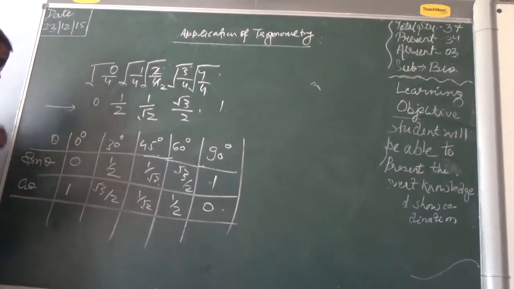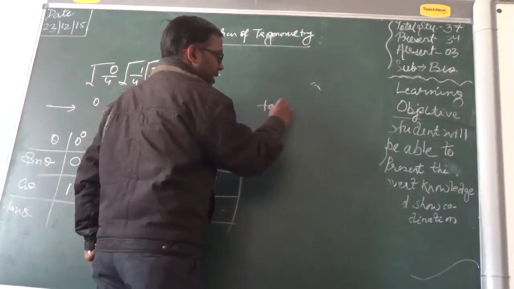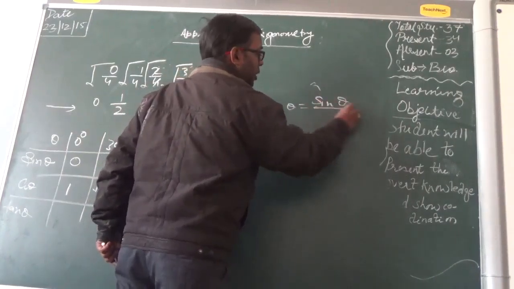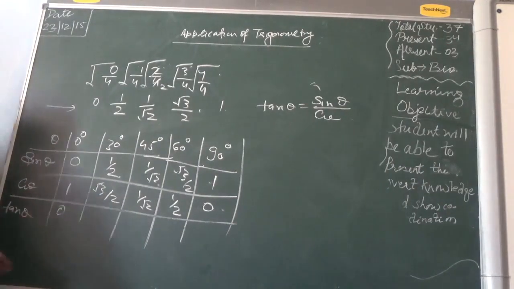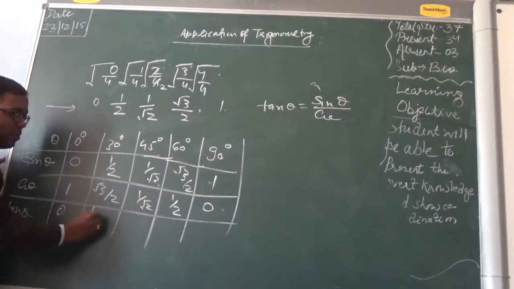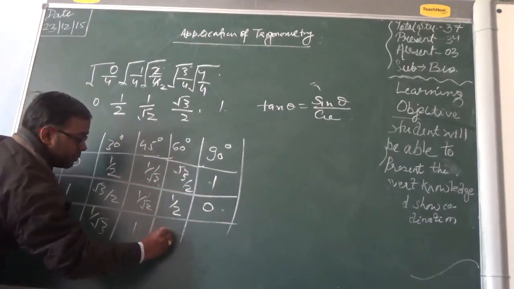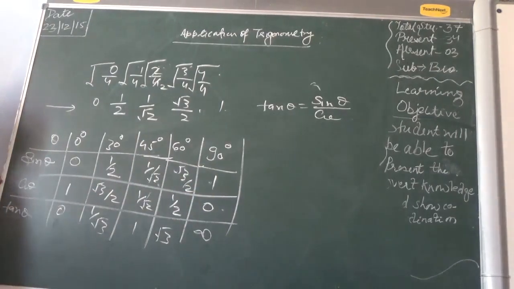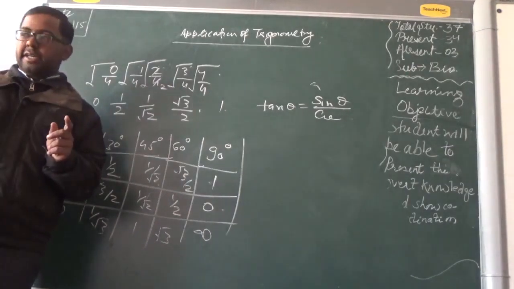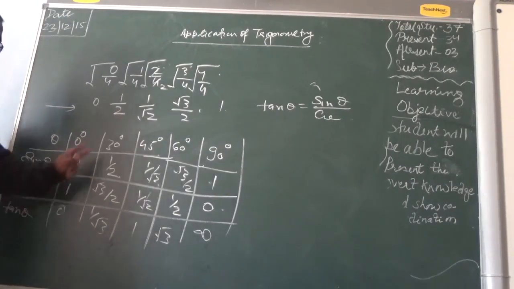Now to calculate tan theta, you might know the formula: tan theta is equal to sin theta upon cos theta. So just divide. 0 upon 1 equals 0. 1 by 2 over root 3 by 2: 2 se 2 cancel, 1 by root 3. Then 1. Then root 3 by 1. Then 1 upon 0, which is infinite, not defined. Correct? So here is the table that gives you a clear idea about the trigonometric ratios.